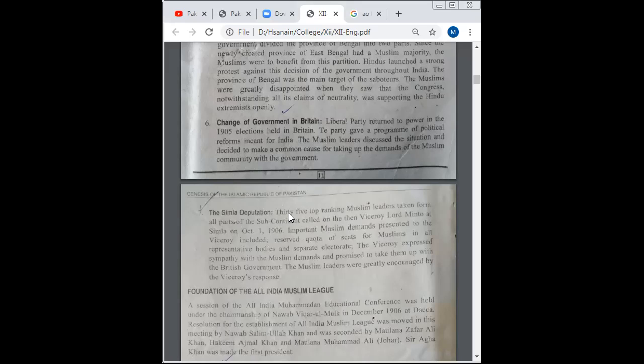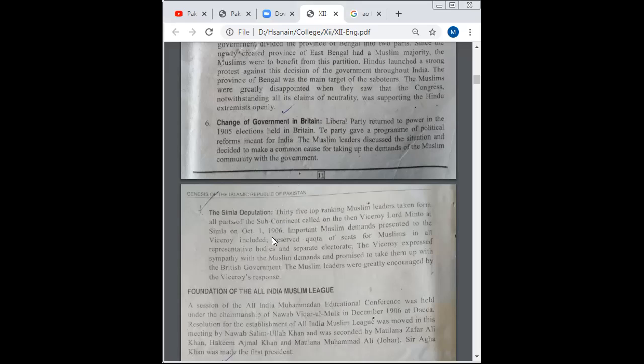And when the Liberal Party won the elections, it decided on electoral reforms in the subcontinent. And Muslims thought that this is the right time to approach the British government, and they approached the British government and decided to establish a political party.